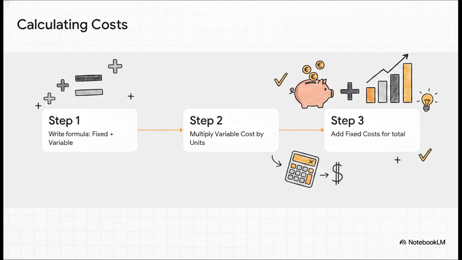Step 1, just write down your formula. Total costs equal fixed costs plus variable costs. Step 2, calculate that total variable cost. So you multiply the 170 euro variable cost by the 650 units produced. Bam! That gives you 110,500 euros. Finally, step 3, just add your fixed costs. 37,000 euros plus 110,500 euros equals 147,500 euros.